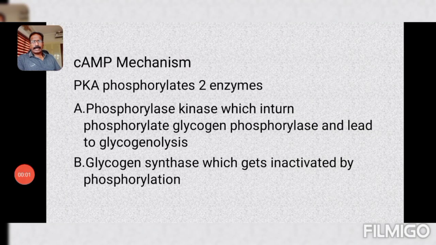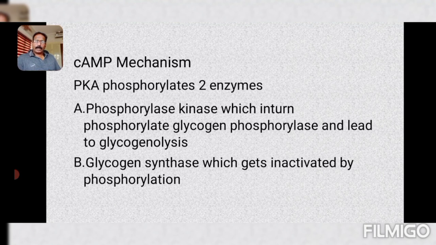Now, during the cyclic AMP mechanism, protein kinase A is produced by the action of cyclic AMP. Protein kinase A does two things. First of all, it activates phosphorylase kinase by phosphorylation, which in turn activates glycogen phosphorylase, again by phosphorylation. The activated glycogen phosphorylase undertakes glycogen breakdown, that is glycogenolysis.